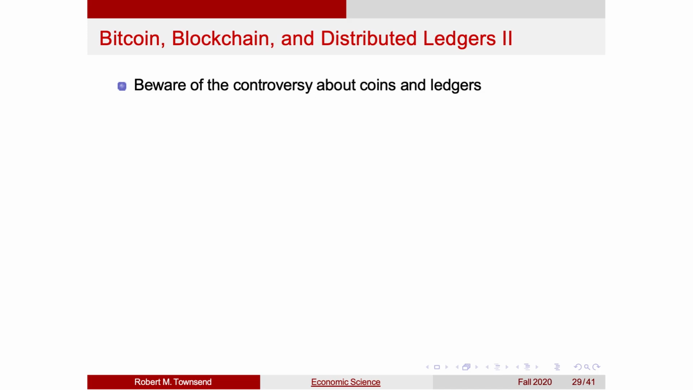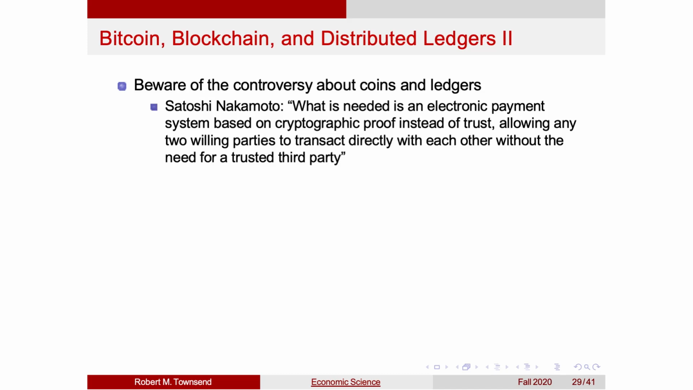Although the Harvard Business School colleagues are trying to be neutral, their enthusiasm is evident, and there's a lot of controversy about Bitcoin and about blockchain. So Satoshi Nakamoto, we don't know if he's real or not, this is a pen name presumably, invented Bitcoin. And in doing so, he said, what is needed is an electronic payment system based on cryptographic proof instead of trust, allowing two willing parties to transact directly with each other without a need for a trusted third party.